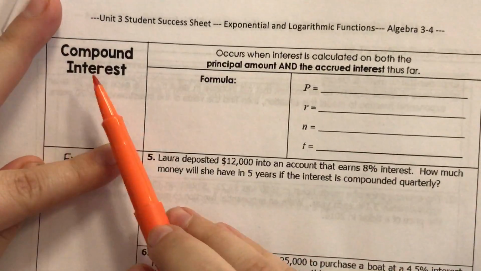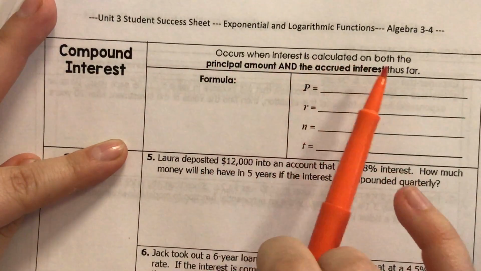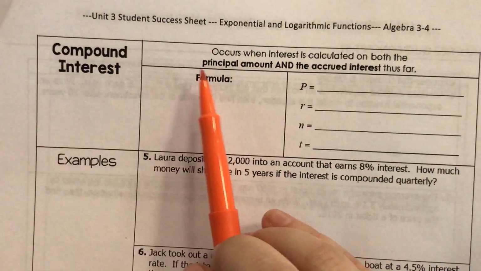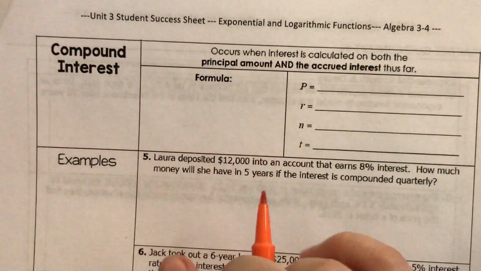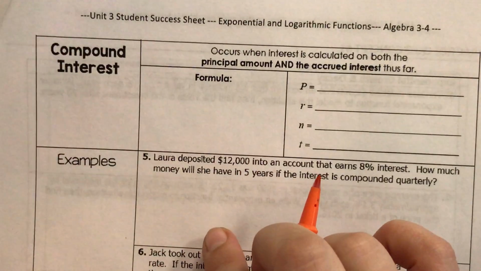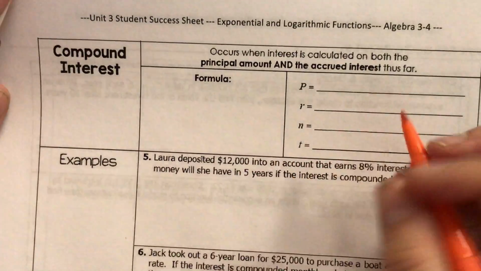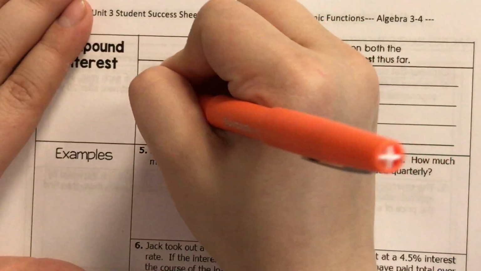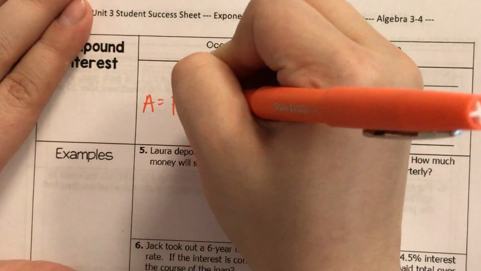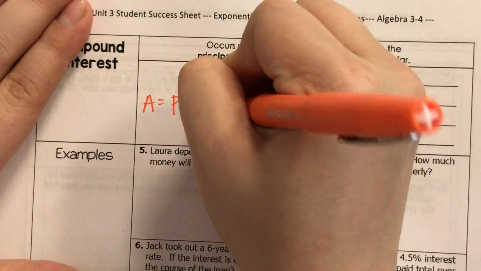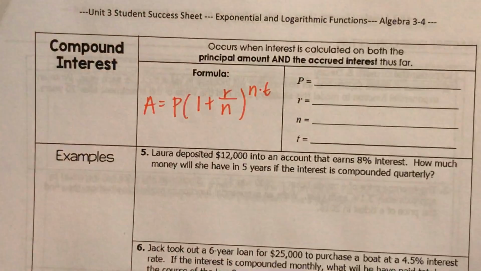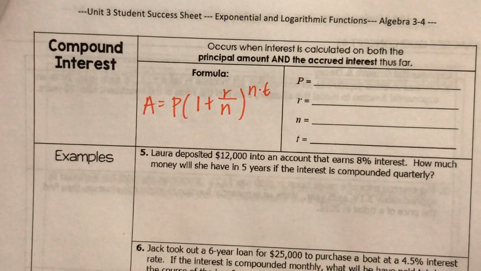Okay, well, first of all, compound interest occurs when interest is calculated on both the principal amount and the accrued interest thus far. Principal amount is the initial amount, the amount you borrowed for a house, the amount you paid for a car, stuff like that. Okay, so here's the formula for how they figure it out. It's A equals P times (1 plus r divided by n) to the power of n times t. That's a lot. Don't worry, we're going to break it down, okay?